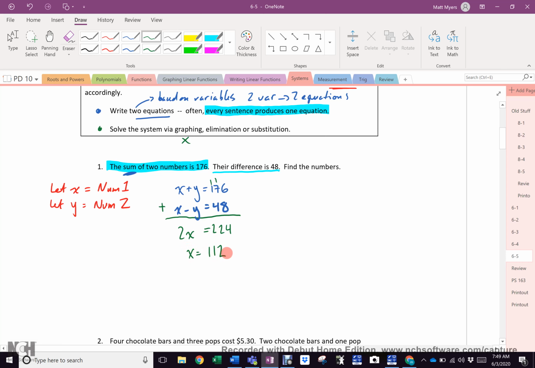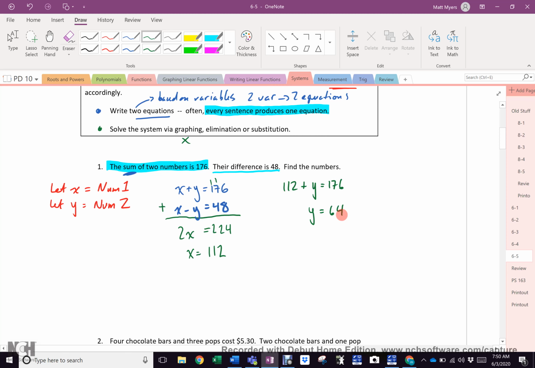So, if x equals 112, where can I put that? Anywhere I see an x. So, I'm going to put it right up here. 112 plus y equals 176. So y equals 176 minus 112, which is 64.